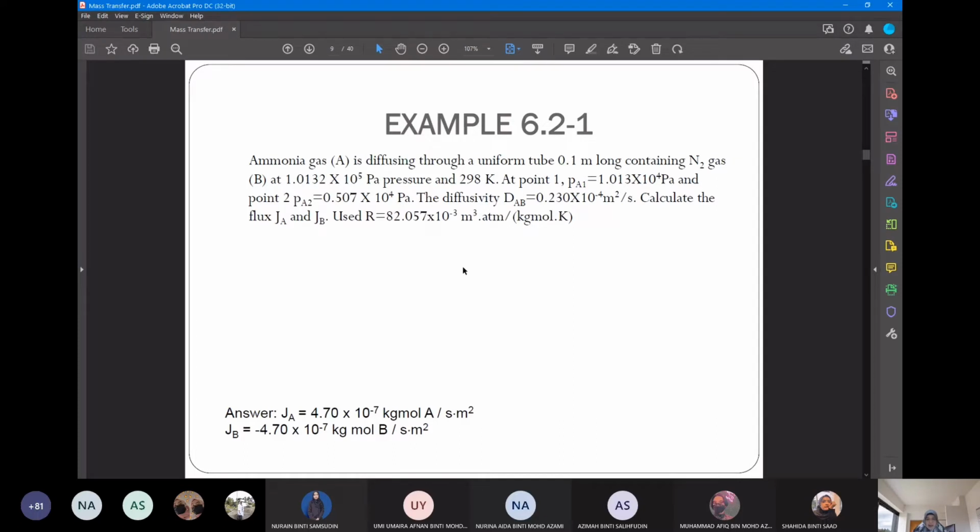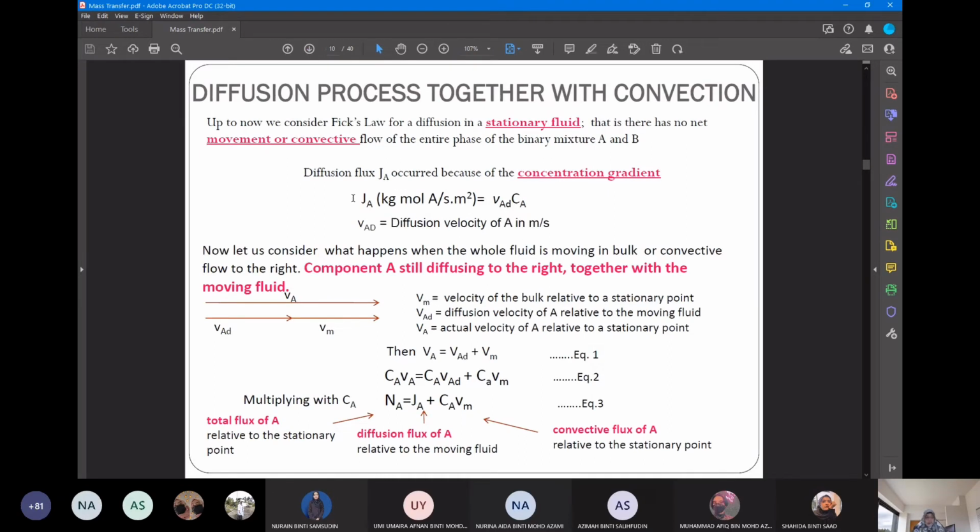All right. And then here you have meter cube. Therefore, the unit for length is meter. If you're given centimeter, then convert to meter. Here you have 1 meter, 0.1 meter, and this 1 meter. Then just use directly. So make sure that you know how to do conversion. Any question before I proceed to diffusion together with convection?